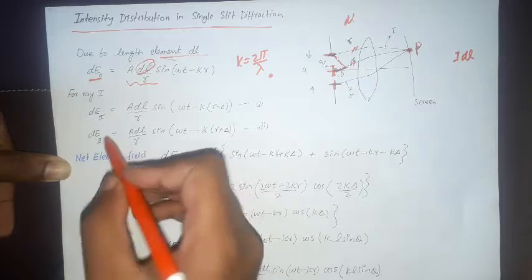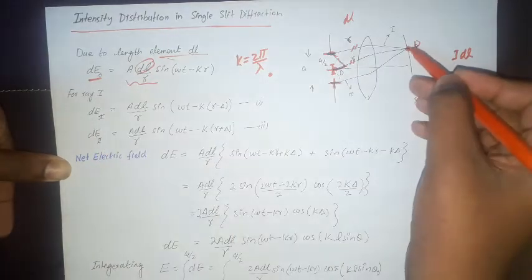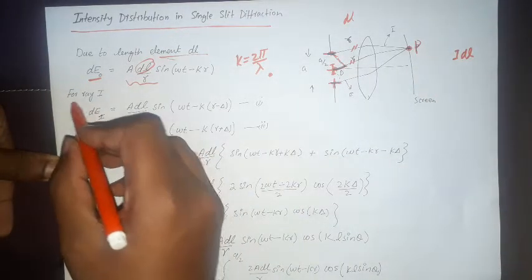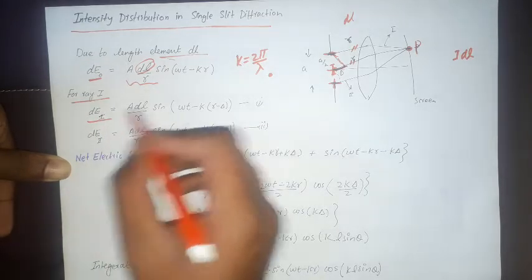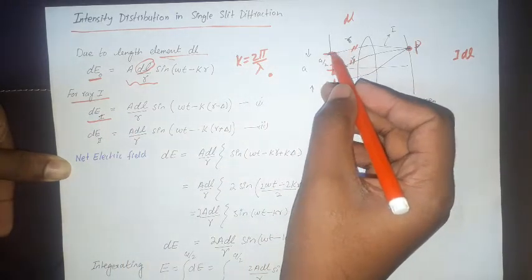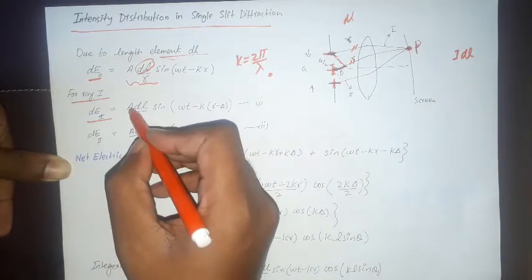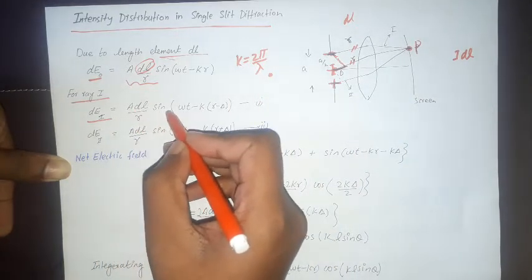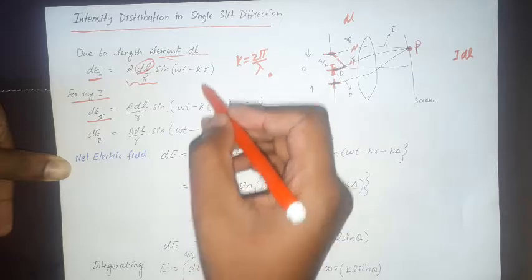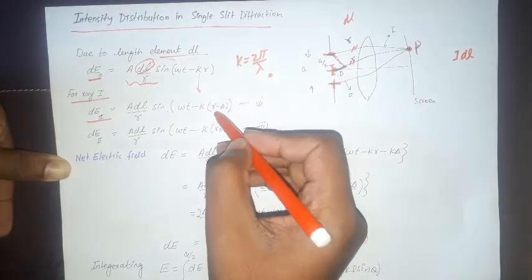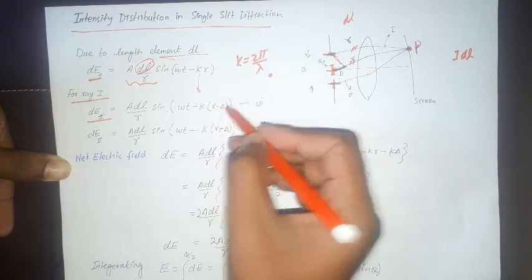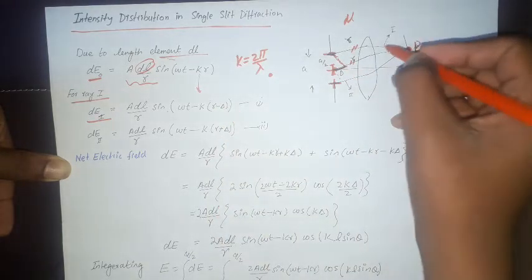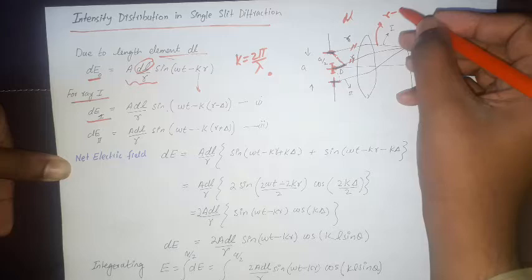We can write the equation for point P. For ray A1, the electric field dE1 due to this ray originating from the upper length element is A dl by r into sine of omega t minus k, using the same equation, but now it travels less distance, so this can be written as r minus delta.